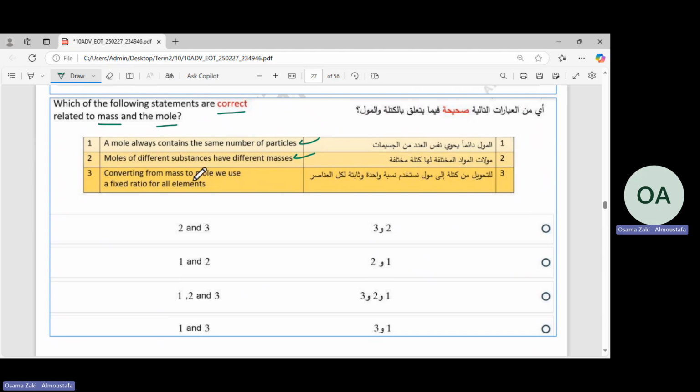Converting from mass to mole, we use a fixed ratio for all elements. No, because we have mass, so you have to use the molar mass, and the molar mass is not the same for all elements. So this is not correct. To convert from mass to mole, we multiply by 1 mole over the number of grams, the molar mass. The molar mass depends on the substance, so it's not a fixed ratio. So the answer is 1 and 2.